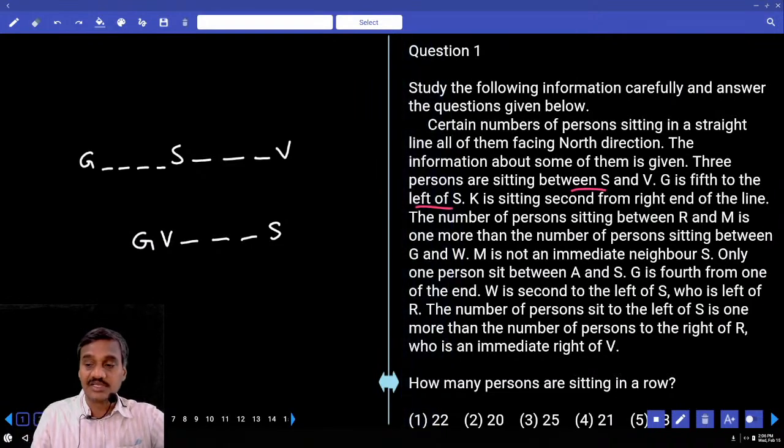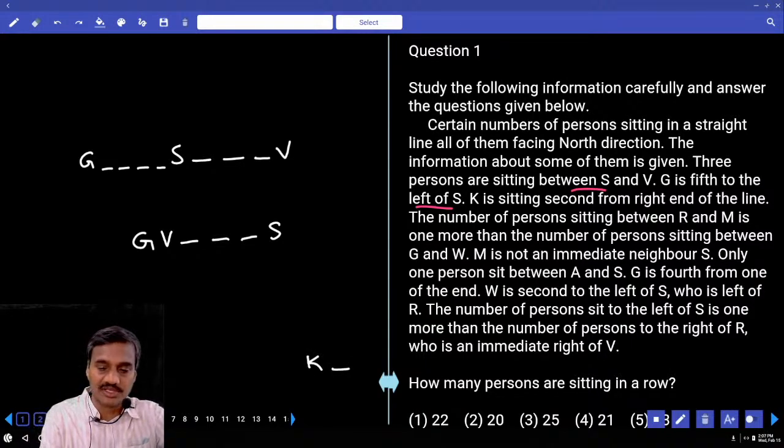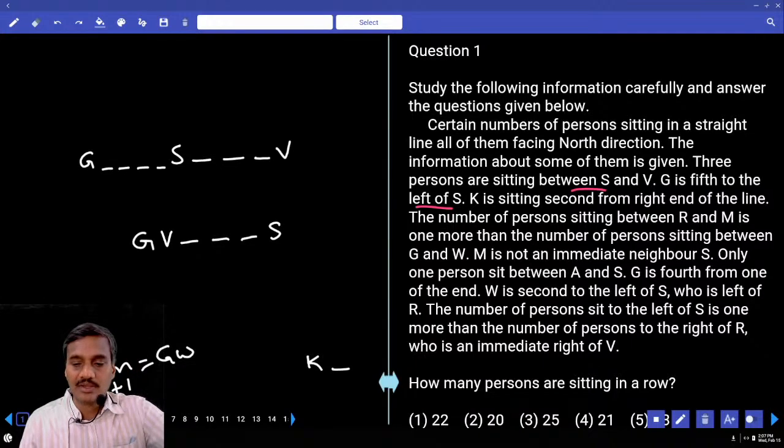And K is seated second from the right end of the line. And next one, the number of persons between R and M is 1 more than between G and W. R and M should be 1 more than G and W.